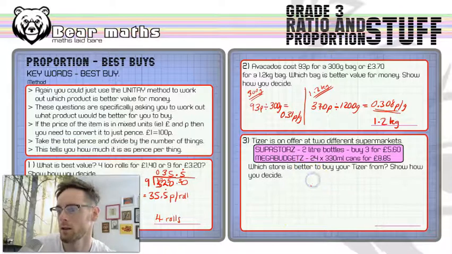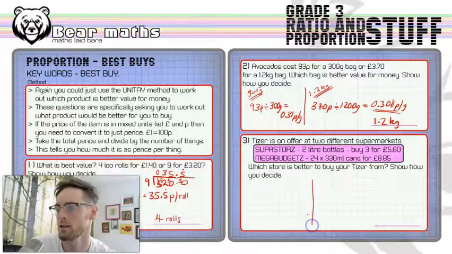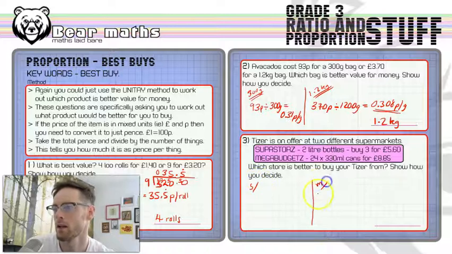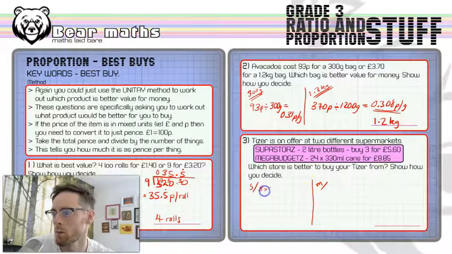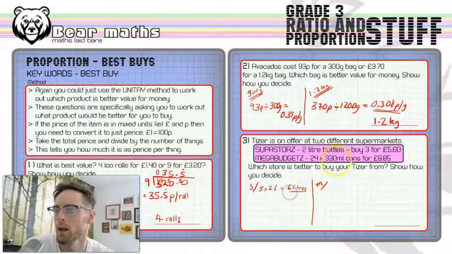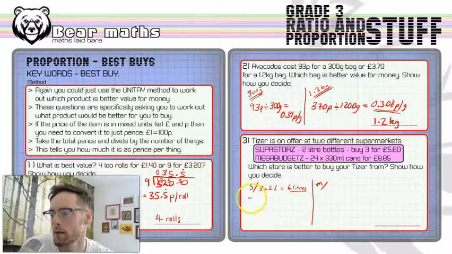So again, I'm going to split it into 2 sides. I'm going to say Superstores and Mega Budgets, and then I'm going to do my calculation. So 2 litre bottles, we're getting 3 of them, so that's 3 multiplied by 2 litres, equal to 6 litres. Then we're going to take the money and convert that into pence, so 560p, and divide it by 6 litres, just like we've done in the other questions, and that's going to give us pence per litre.